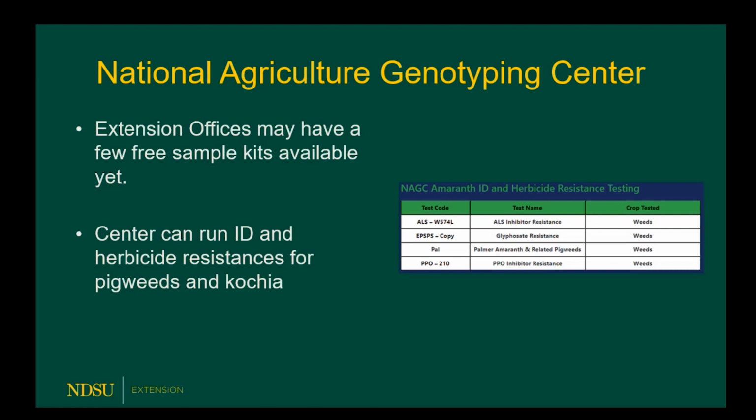And then there's the National Genotyping Center. So if you want sample kits for next year, I think they sent out 5 for this year that might be there. You can ask one of us, and we might have them in our office.